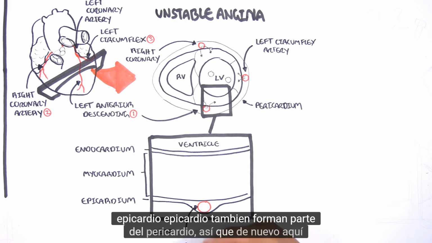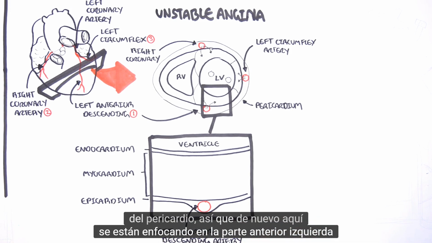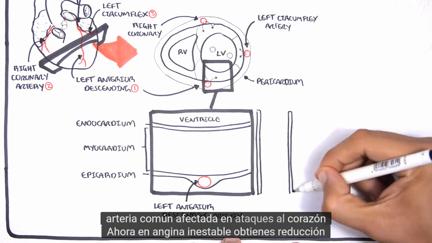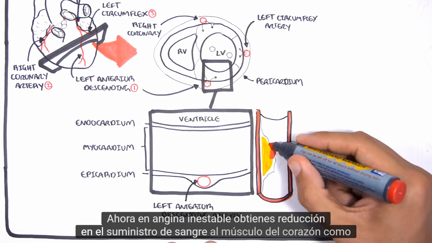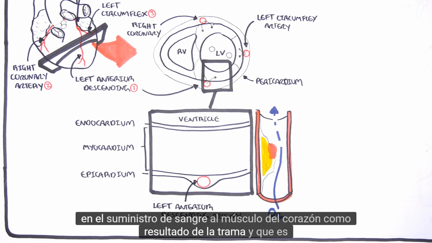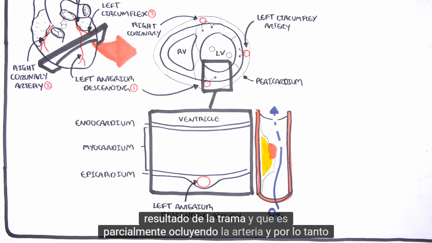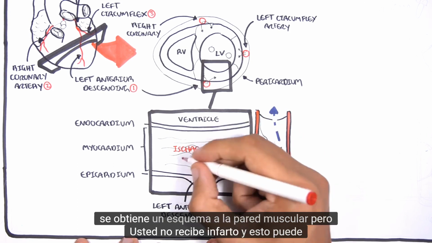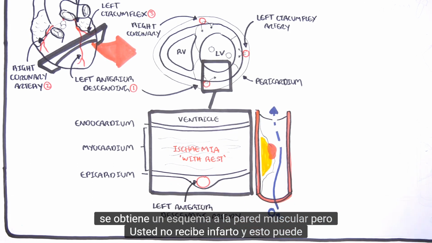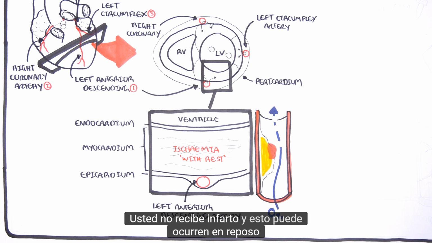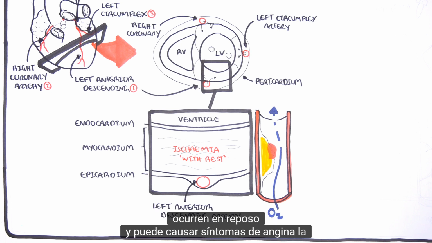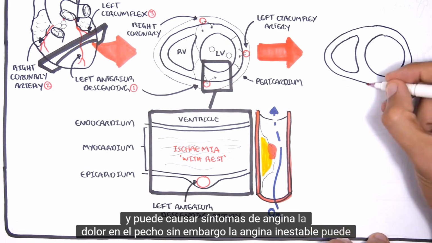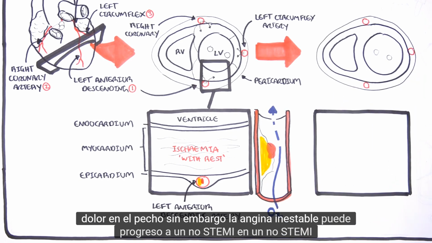Again, here we are focusing on the left anterior descending artery, which is the most common artery affected in heart attacks. Now, in unstable angina, you get reduction in blood supply to the heart muscle as a result of the plaque, which is partially occluding the artery. And so you get ischemia to the muscle wall, but you don't get infarction. And this can occur at rest and can cause symptoms of angina, the chest pain. However, unstable angina can progress to a non-STEMI.